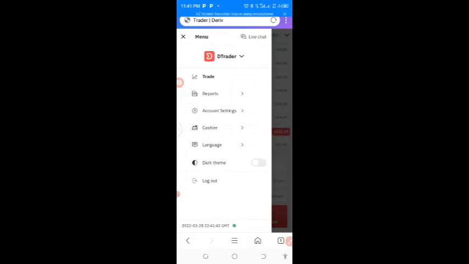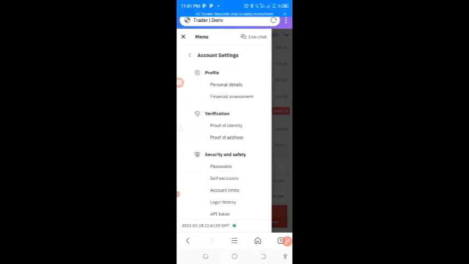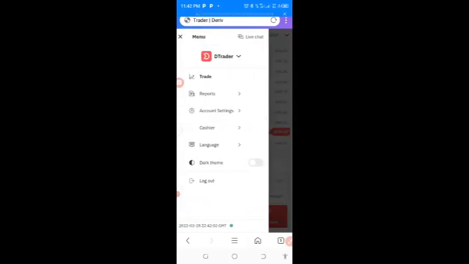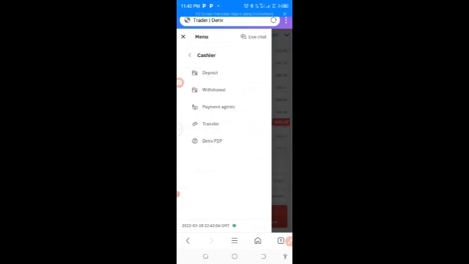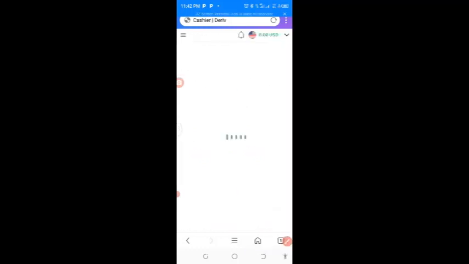When you click on it, it will take you to this area, and the next thing to do is to click on cashier. So you just click on it. After you click on cashier, it will take you to this place, and where we are going today is to move to Deriv P2P. Deriv P2P. So you just click on it now.